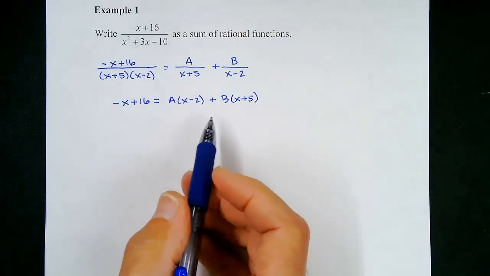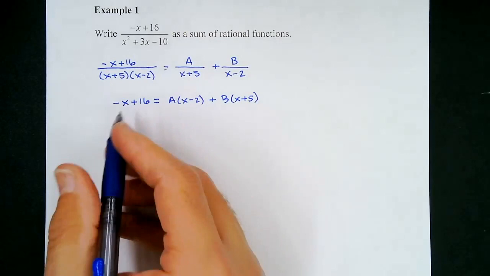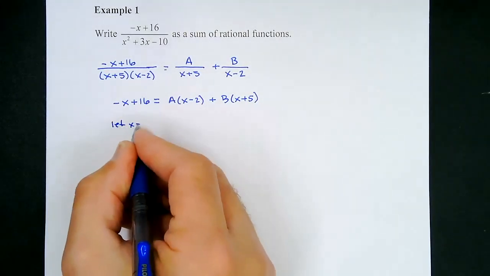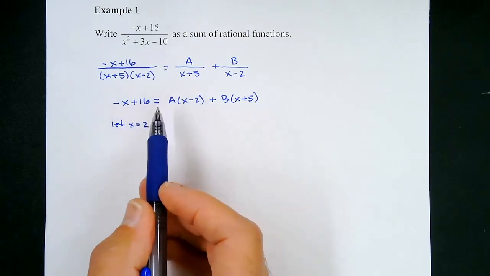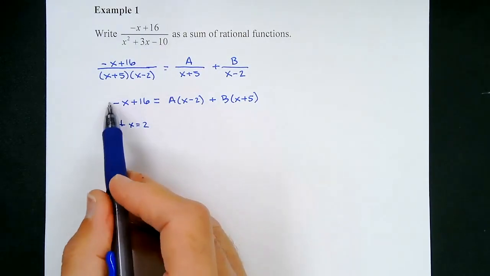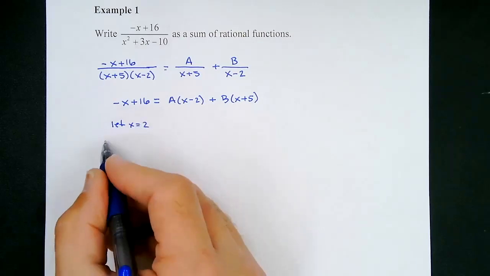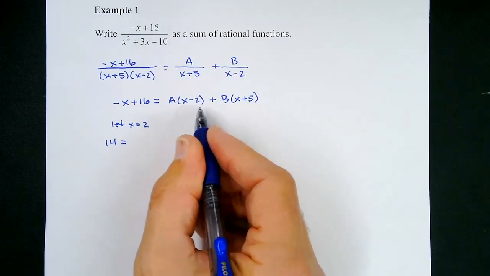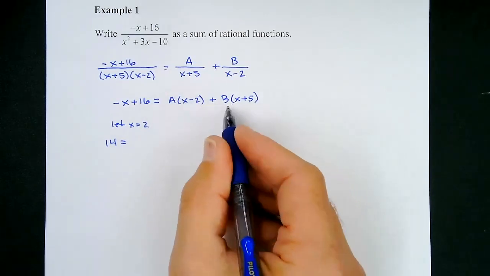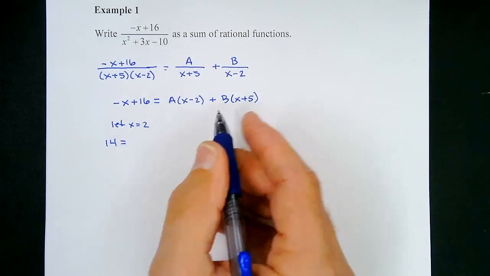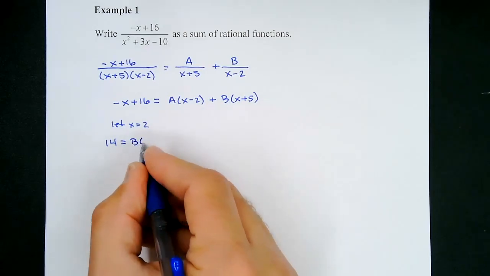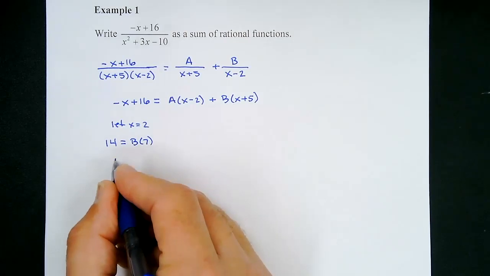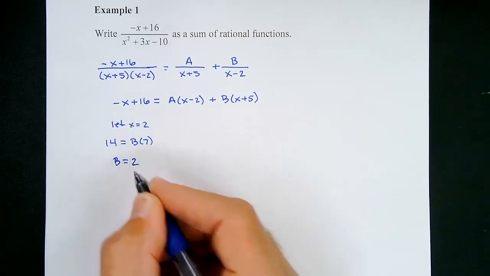So we're going to let x equal 2. Now we'll get rid of this A. And we want to do this as quickly as possible. So this is going to be negative 2 plus 16. So that's going to be 14 is equal to, well, that would be A times 0, so we don't need to write it. And this would be B times 7. So all we need to do is divide both sides by 7, and I wind up with B equaling 2.